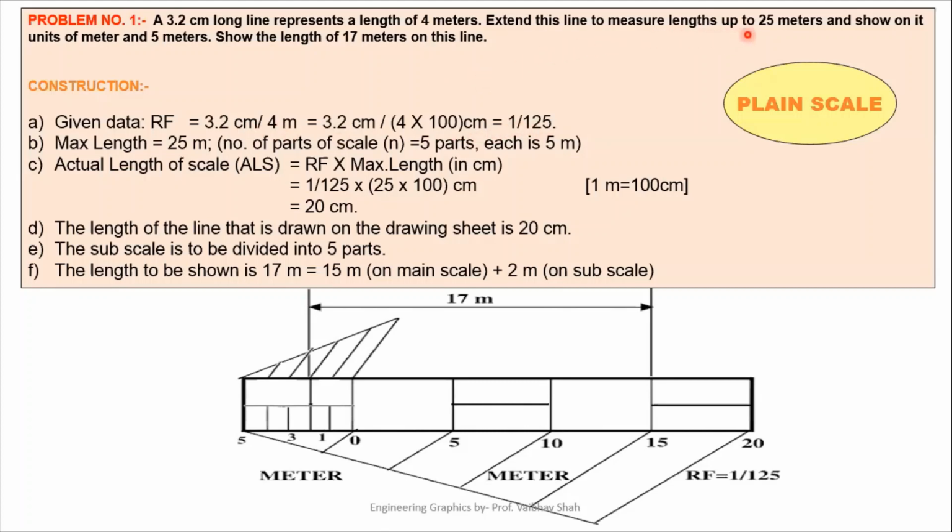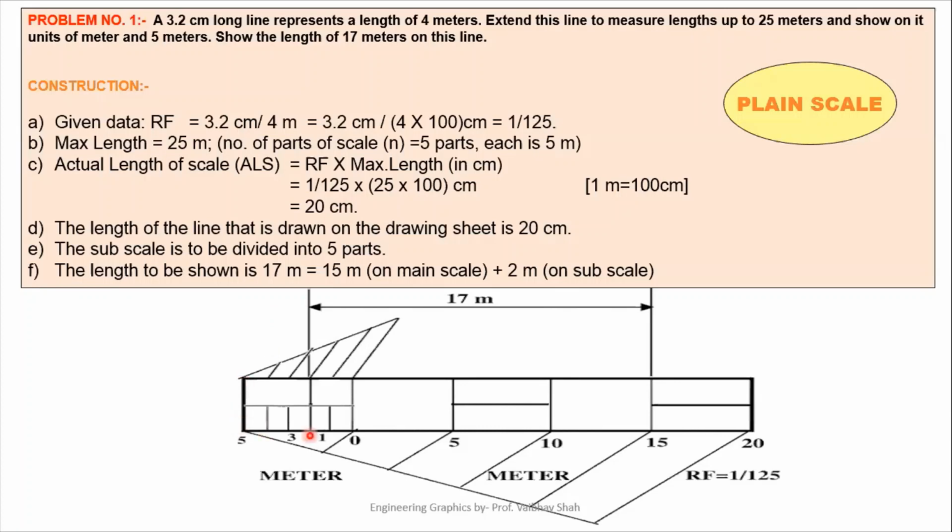Now we have to measure up to 25 meters. So now our maximum length would be 25 meters. So let us find out the actual length of scale, which is ALS, RF into maximum length to be measured. So now RF is equal to 1 by 125, as we have derived previously, and the maximum length we have to measure is 25 meters. So put 25 meters. Now as we have to use centimeters only, we have converted meters into centimeters because 1 meter is equal to 100 centimeter. We have to put in the place of meter here 100 centimeters. So now your 25 meters is in centimeters. Now after solving this, we are having a 20 centimeter line.